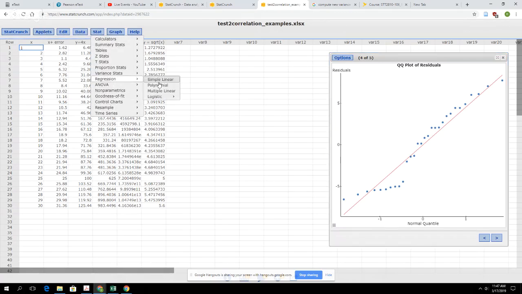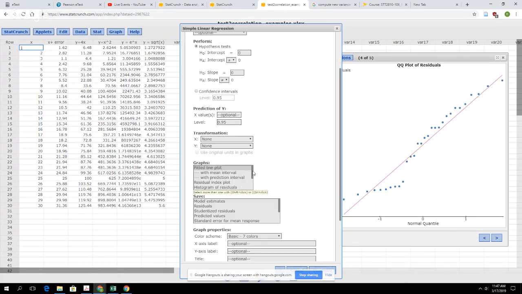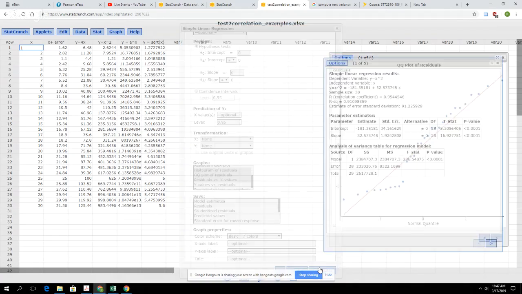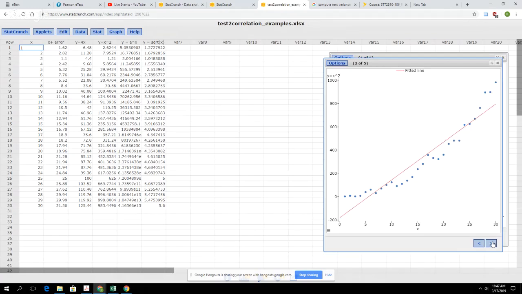So stat, regression, simple linear again. Still picking x for my variable, but my y variable is now going to be x squared. Still getting the fitted line plot, still getting histogram of residuals, QQ plot, and residuals versus x values, holding control or command if you're on a PC for this. Okay, calculate all that. Correlation still isn't too bad. Let's look at what's going on here.